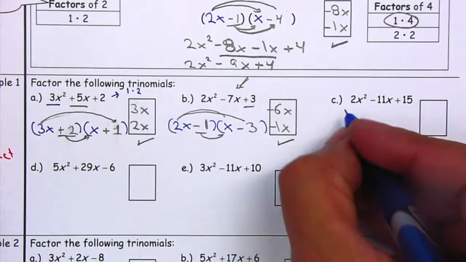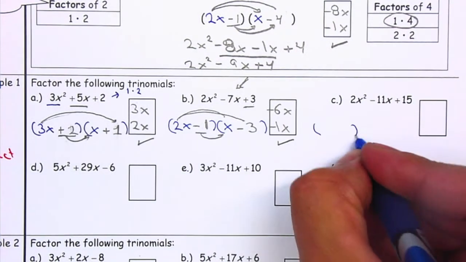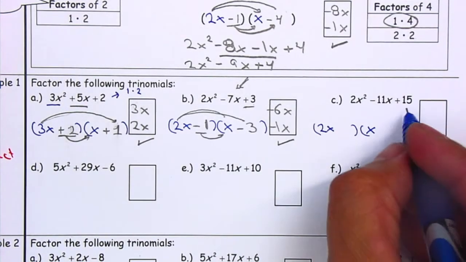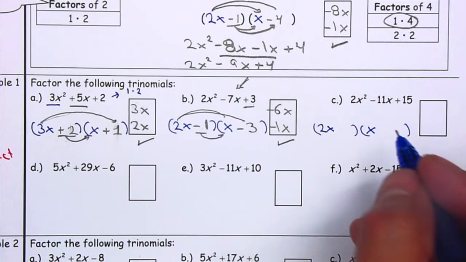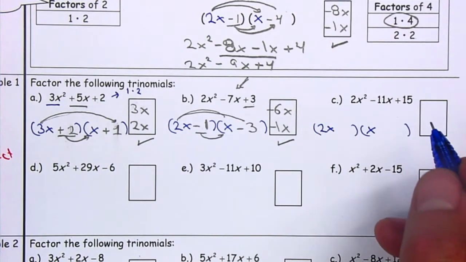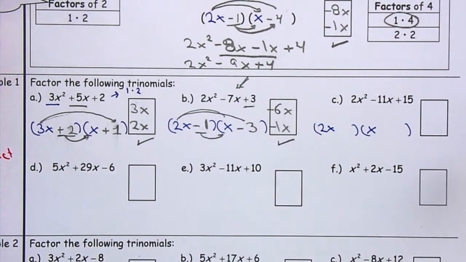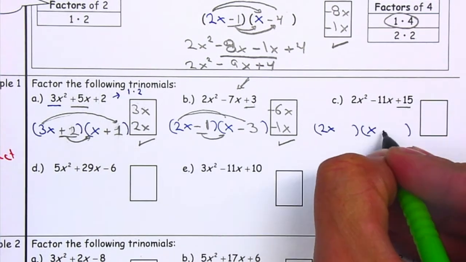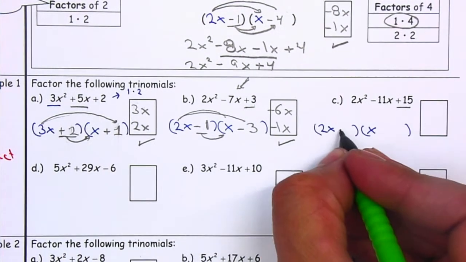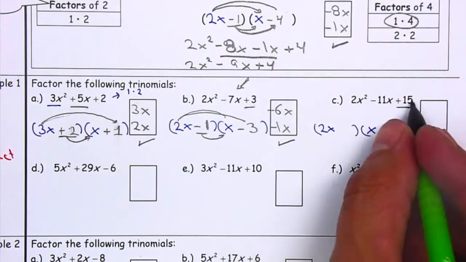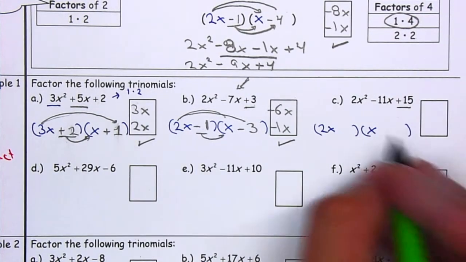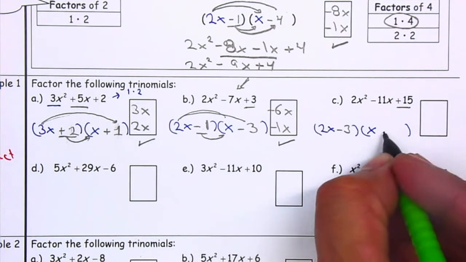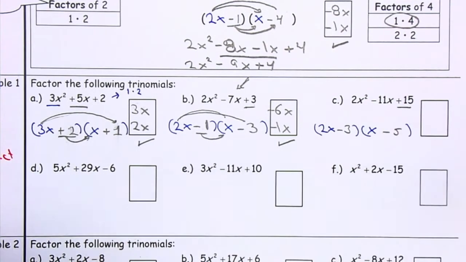Factors of 2x squared will be 2x times x. Factors of 15 will be 1 times 15 or 3 times 5. I'm going to use 3 times 5. Now this is a positive, so that means they both have to be negative, because a negative times a negative will give you a positive. So I'll place my 3 here. Negative 3 times negative 5 is positive 15.